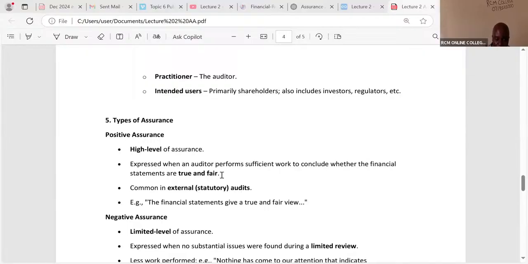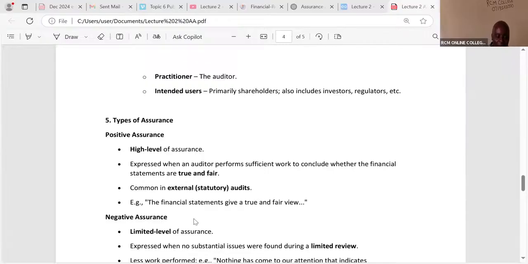So it is common in external statutory audits. Example, the financial statements give a true and a fair view. So whenever I'm doing audit of financial statements, then I will be able to give, ladies and gentlemen, what we call a positive assurance. So under a positive assurance, I'm telling the whole world that the financial statements provide a true and fair view. Yeah, they provide a true and a fair view.